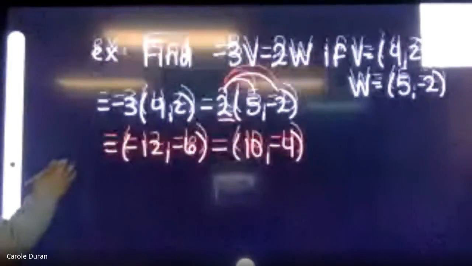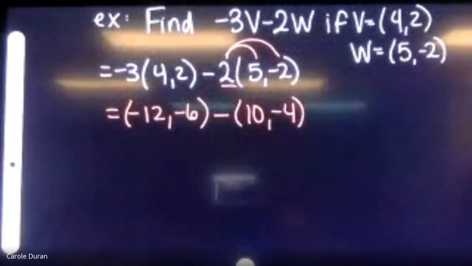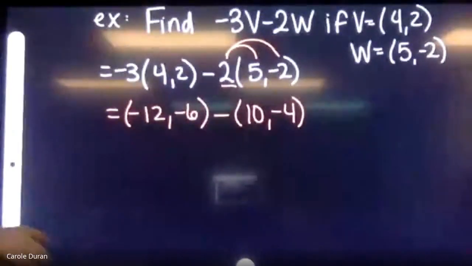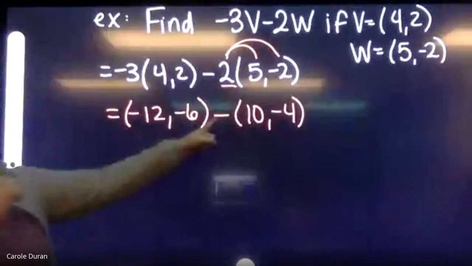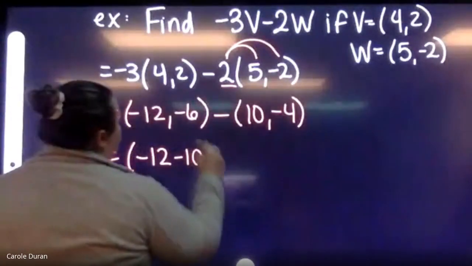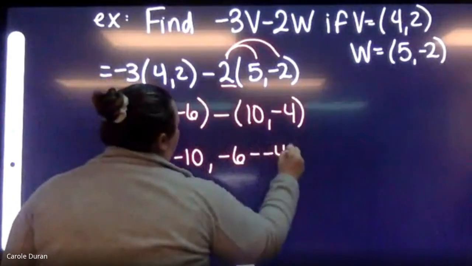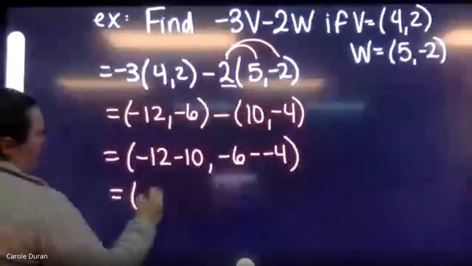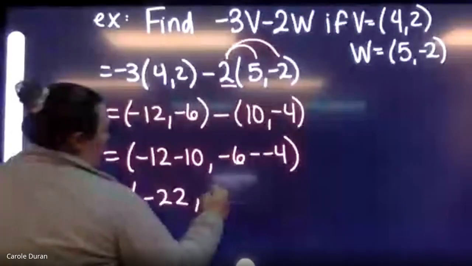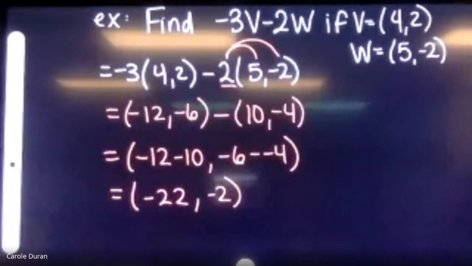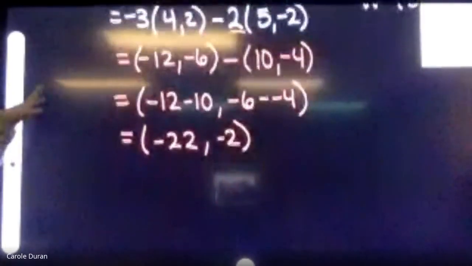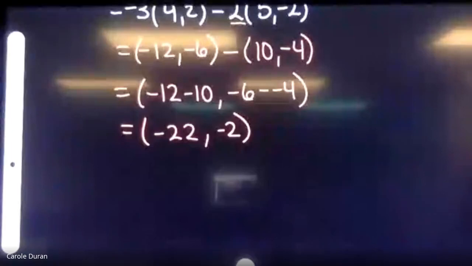And then what do we do from here if I'm adding or subtracting two vectors? You use the rule: combine like terms. So we're going to put our x's together and we're going to put our y's together with this operation. So this becomes -12 minus 10, comma -6 minus the -4, which gives me <-22, -2>. Everyone okay so far? Anybody confused by what we just did? Does that kind of make sense?